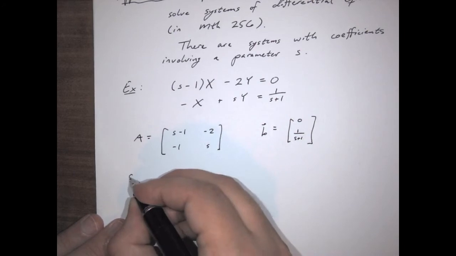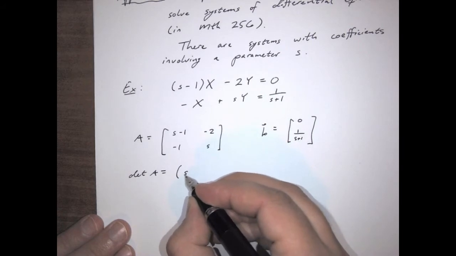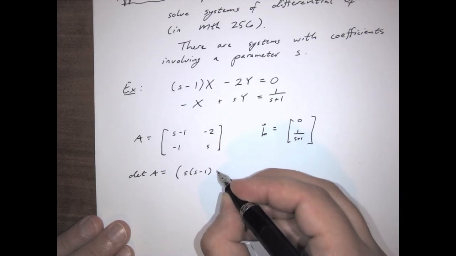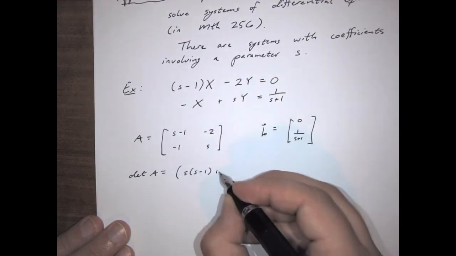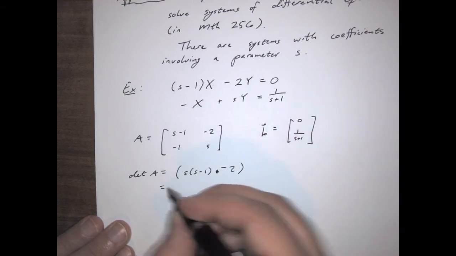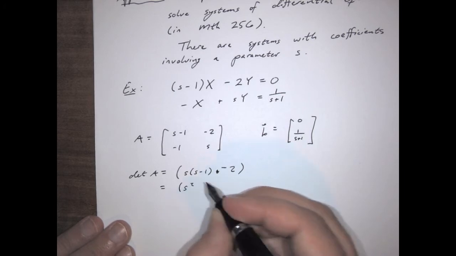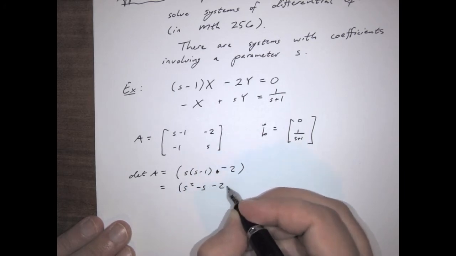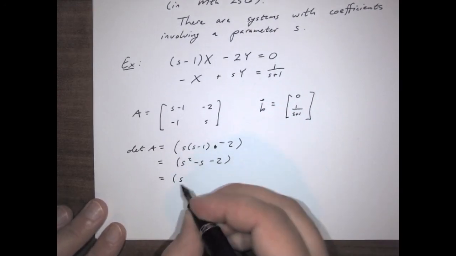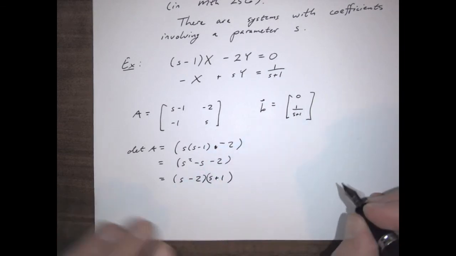So then, that means the determinant of A will be s times s minus 1 minus negative 2, so, sorry, actually minus, so it's still going to be minus 2. And so if we simplify that a little bit, it's just going to be s squared minus s minus 2, which we would then want to factor if we could, and we can. So it's going to be s minus 2 times s plus 1. So that's the determinant of A.